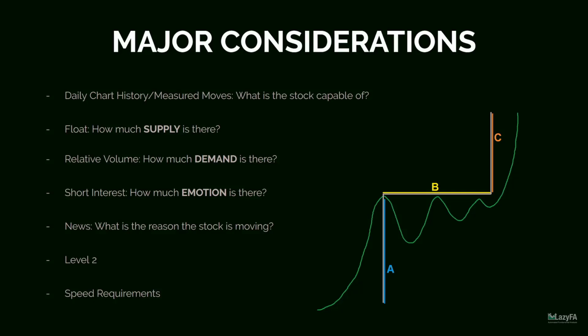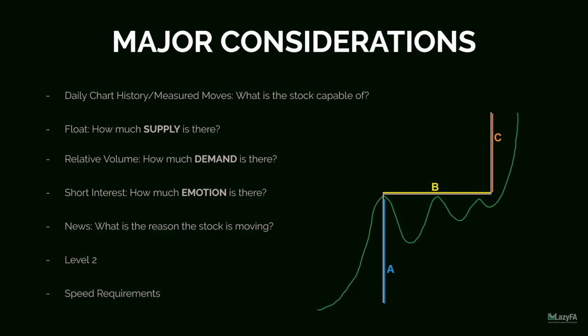I look back at previous moves and I want to see if it follows this measured move pattern where A should be equal to B, should be roughly equal to C, because that gives me a really good idea of what kind of potential this stock has to go parabolic. And it kind of helps me to understand where I can start sizing into the trade and start actually expecting a reversal without getting my ass handed to me.